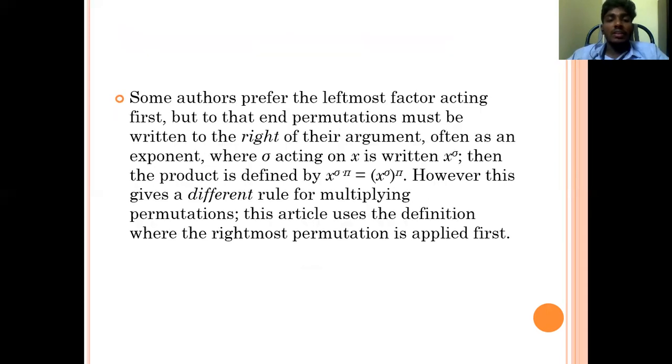Some authors prefer the leftmost factor acting first, but then permutations must be written to the right of their argument, often as an exponent, where sigma acting on x is written as x^sigma. Then the product is defined as x^(sigma pi) equal to (x^sigma)^pi. However, this gives a different rule for multiplying permutations. This article uses the definition where the rightmost permutation is applied first.